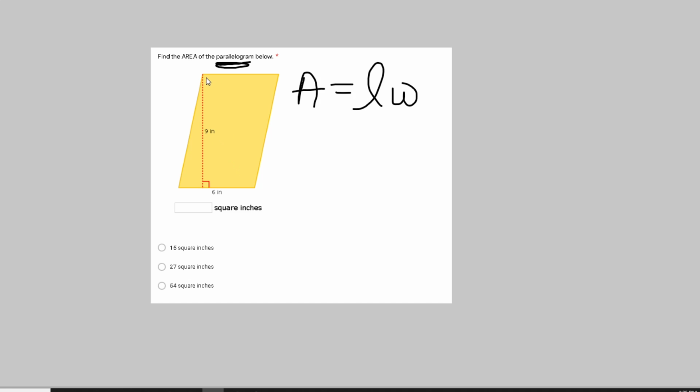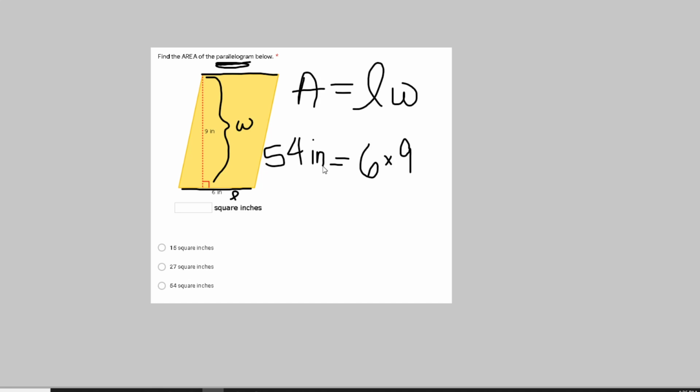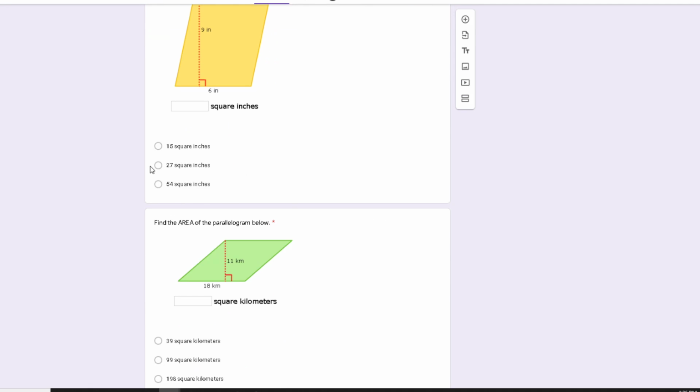So that means that our height, it might look a little weird because this is not actually one of the sides, but our height is from the top of the parallelogram to the bottom of the parallelogram. Okay, so we take the height or width, 9 inches, and we multiply by the length, which is 6 inches. So we do 6 times 9, and that should give you 54 square inches. Okay, so that's what you should have gotten.